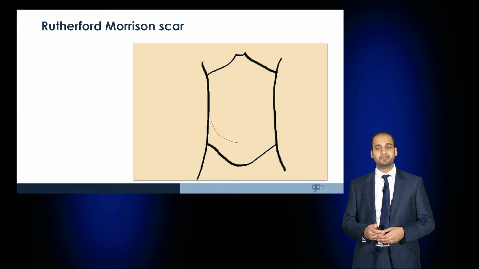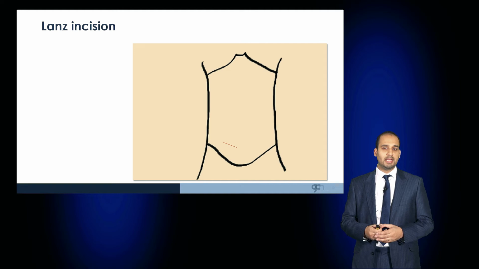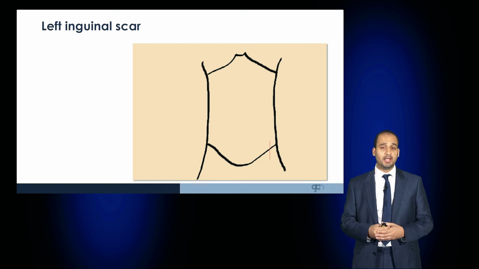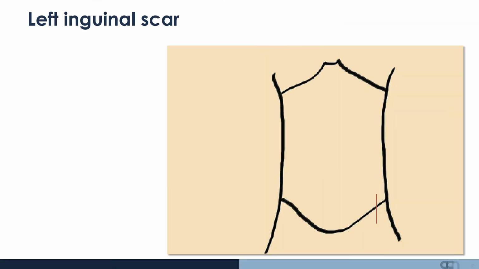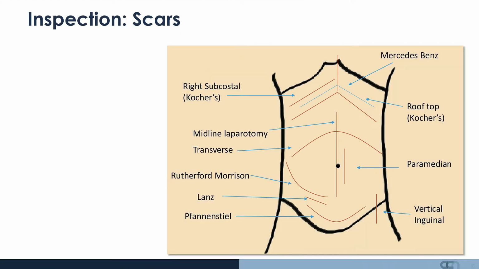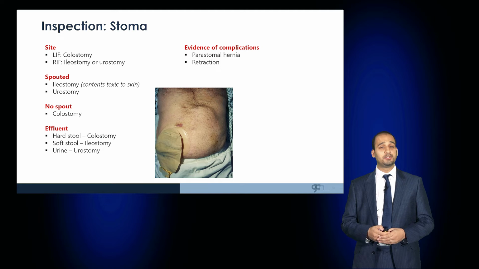A Lanz incision, which is a small incision in the right inguinal region, can be used for an appendectomy, an open appendectomy. A left inguinal scar may be used for a number of reasons, either a left inguinal hernia repair, it may be used for cardiac surgery, where an aorta may have been implanted through the transfemoral route. A Pfannenstiel scar you would expect in a female who has given birth through a caesarean section. And of course there may be patients with multiple scars, and it's important just to put this together in your mind. The other thing to look for is the presence of any stomas.